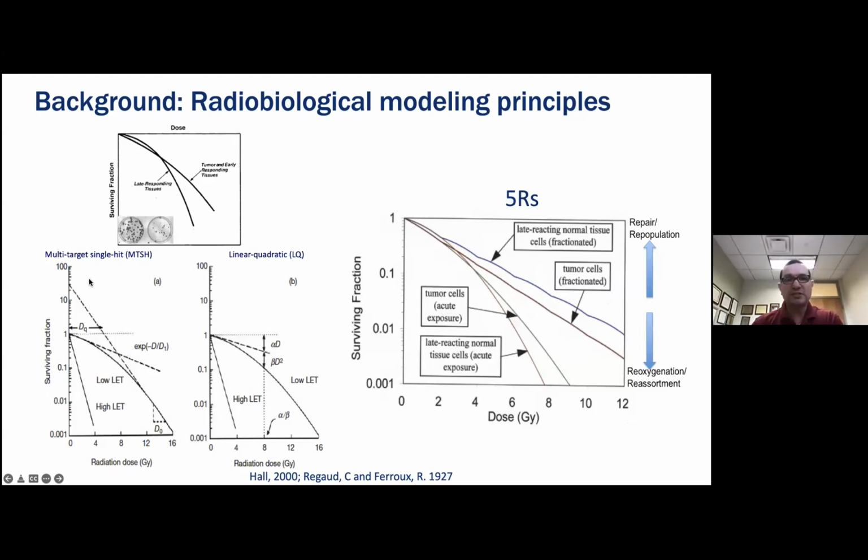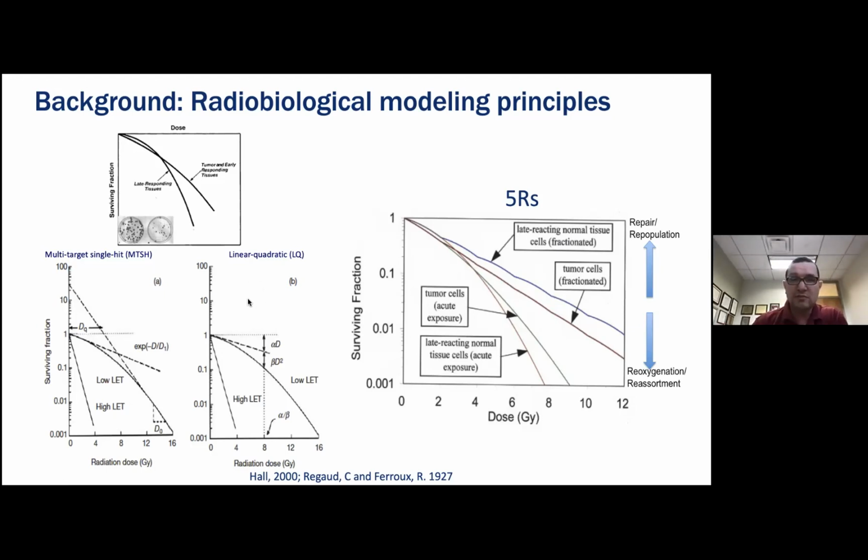There are two mathematical models that evolved in order to describe this kind of response. One of the earlier ones is called the multi-target single hit, and as we know currently, the main target for radiation is probably the DNA, and more recently there were actually other targets. This is a single exponential response, distinguishing between high LET, linear energy transfer, and low LET, which is typically what's used with electrons and photons.